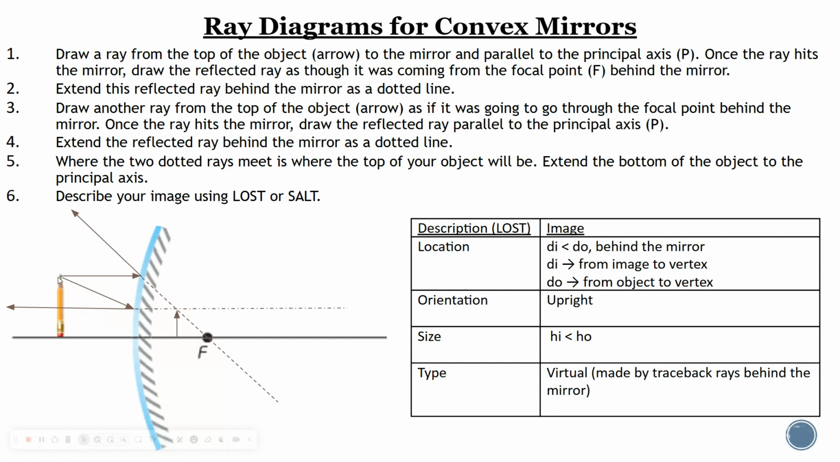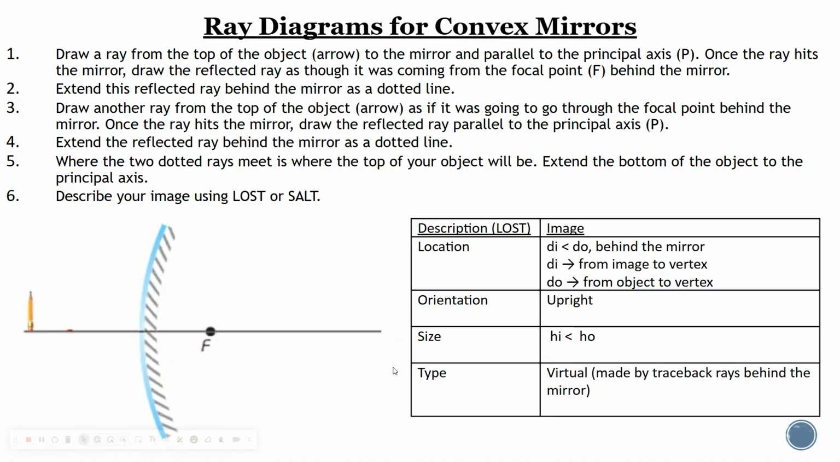So for concave, if you were parallel, you'd go through the focal point. Your focal point would be on this side. But if you're convex, when you're parallel, you still kind of go through the focal point, but it's your trace back ray that goes through the focal point. So remember, convex is the virtual version of it.